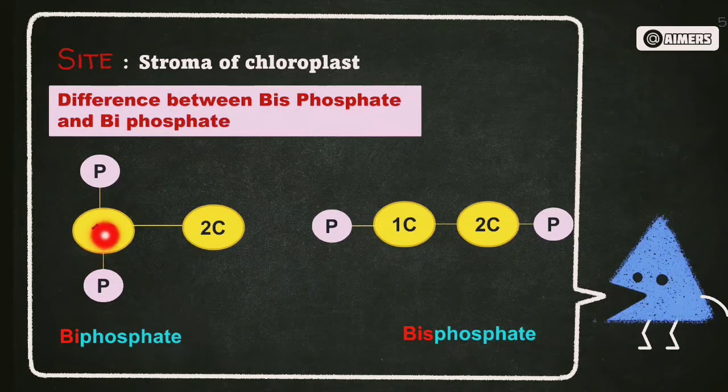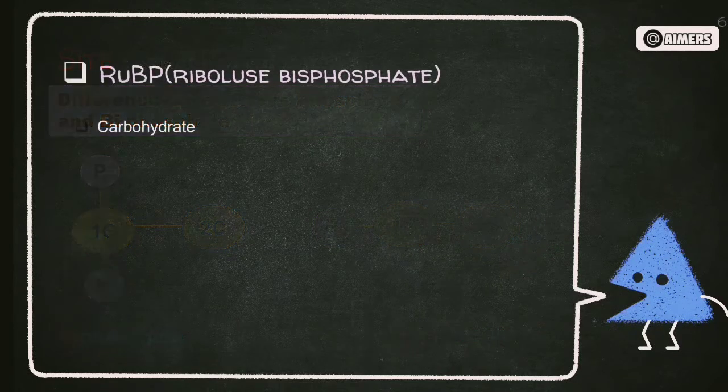Like this is carbon number 1. Both of the phosphates are attached to carbon number 1. So it is called biphosphate. While if two phosphate groups are attached to two different carbons, then it is called bisphosphate. Like one phosphate is attached to carbon number 1 and the second phosphate is attached to carbon number 2. That's why it is called bisphosphate. Got it?